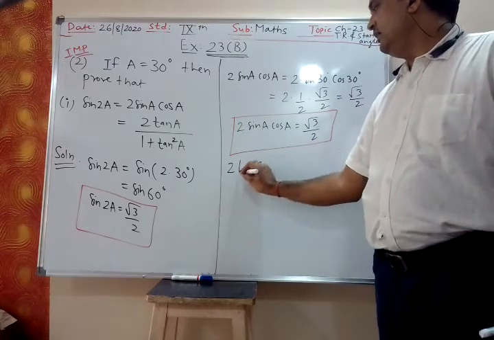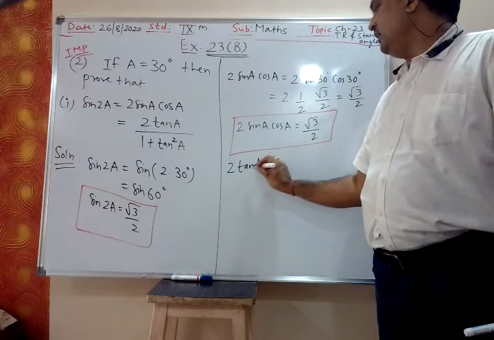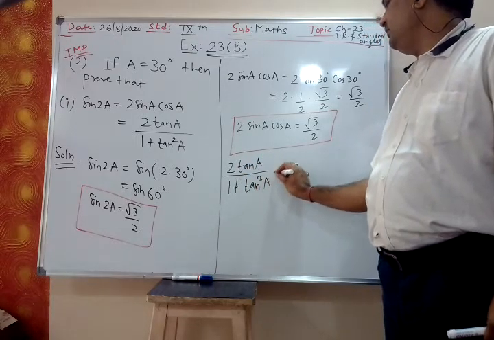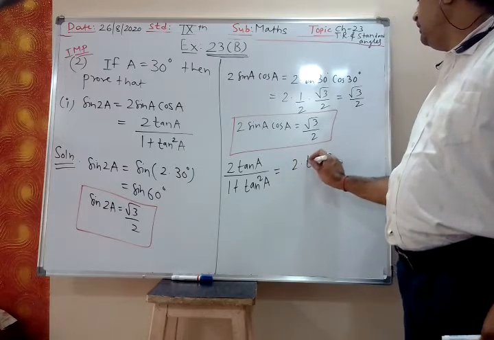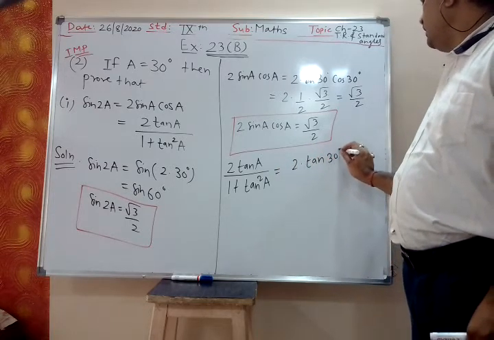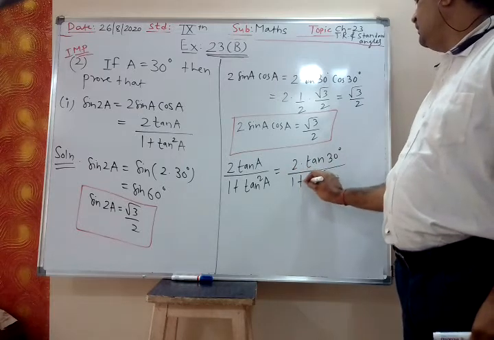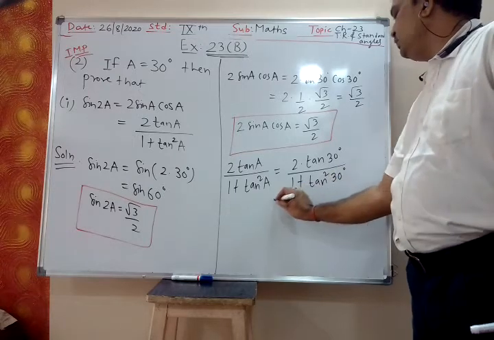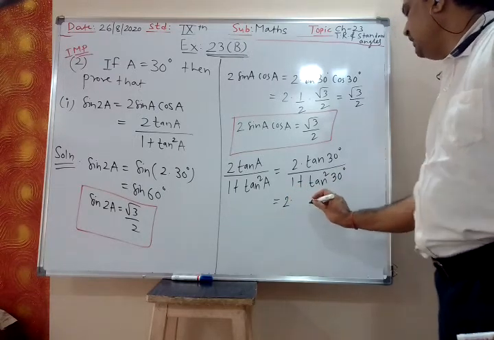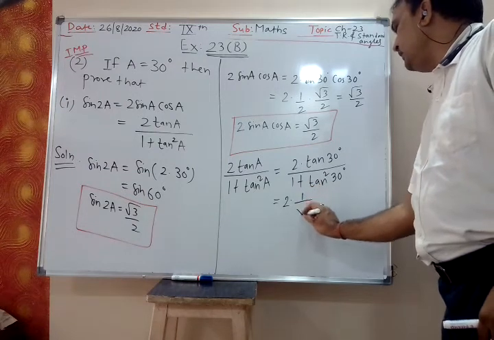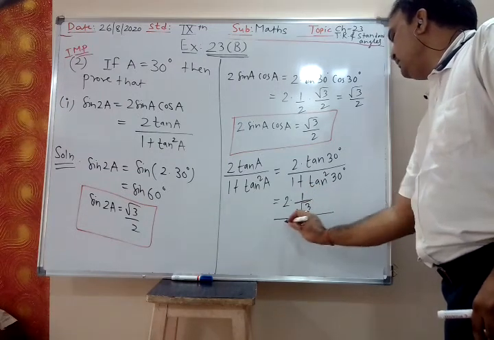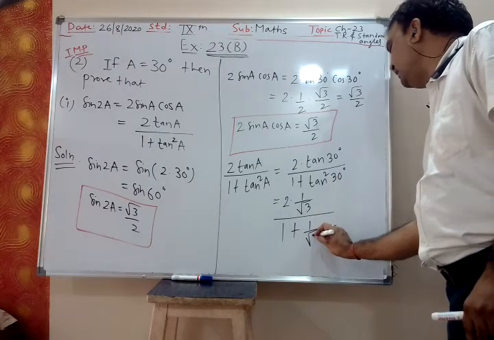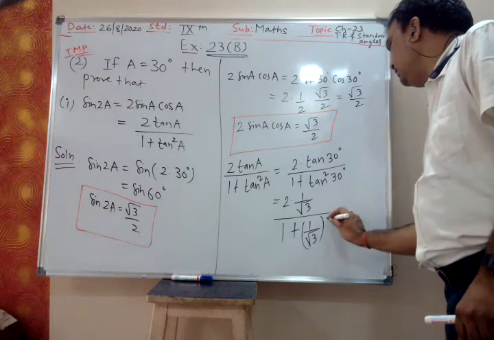2 tan A upon 1 plus tan square A. We put the value of A. So 2 tan 30 degree upon 1 plus tan square 30 degree. So that will be 2 into, what is tan 30? Tan 30 is 1 by root 3, upon 1 plus tan square 30 degree, that is tan 30 whole square. Tan 30 is 1 by root 3, squared.